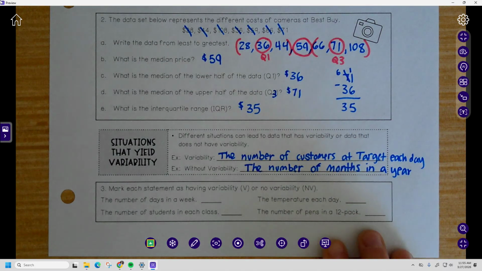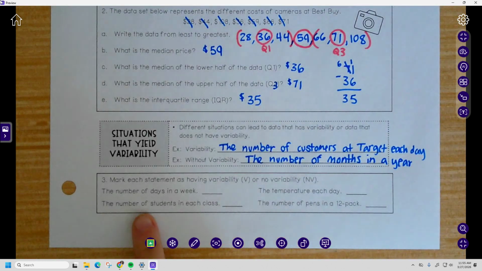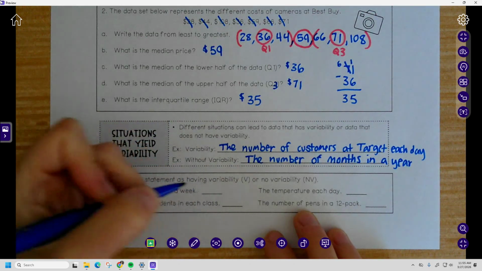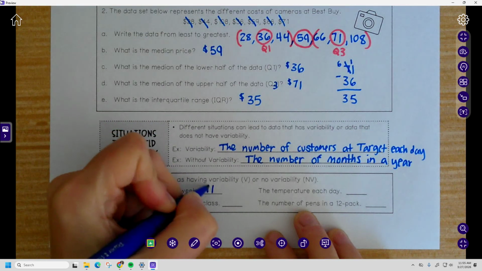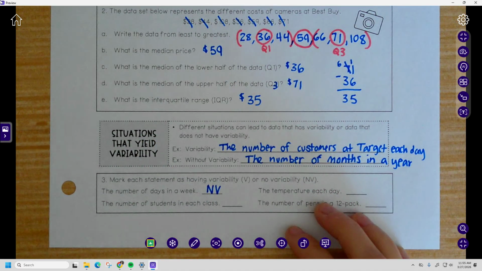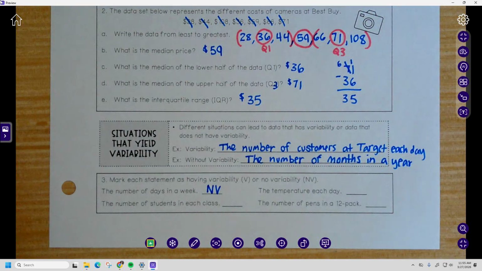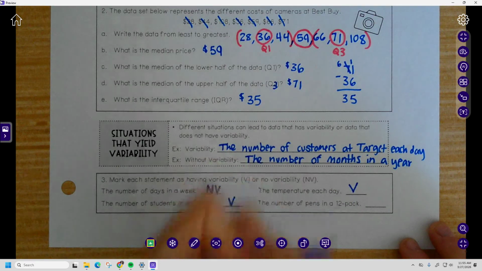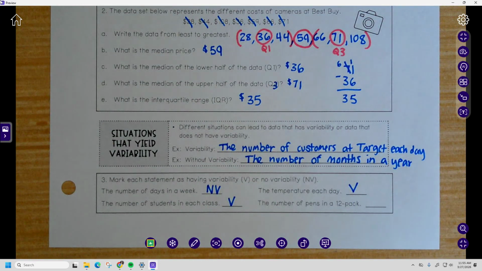So think about the examples we just filled in and see if you can answer these ones. You got to write V if it would have variability or NV if there's no variability. So number of days in a week, that's always going to be 7. So that has no variability. Number of students in each class, that totally depends. I have some classes with 25 kids, some with 32, some with 28. It's all over the place. That definitely has variability. The temperature each day, that's definitely going to be a V. It goes up and down.